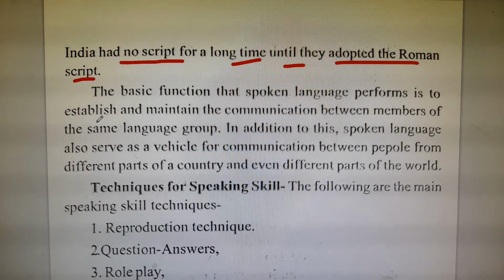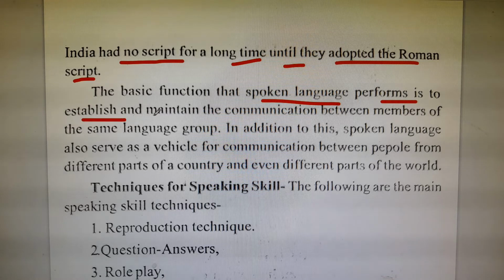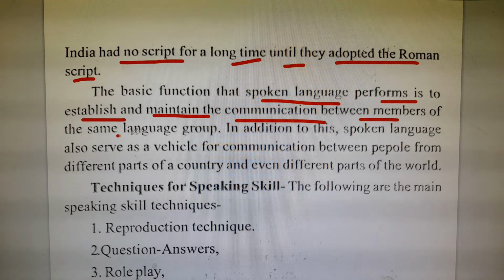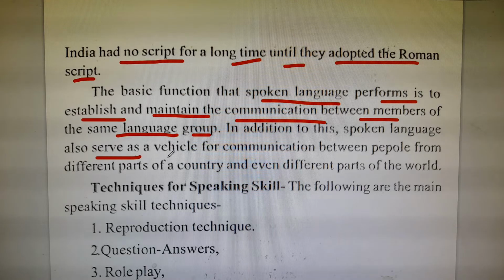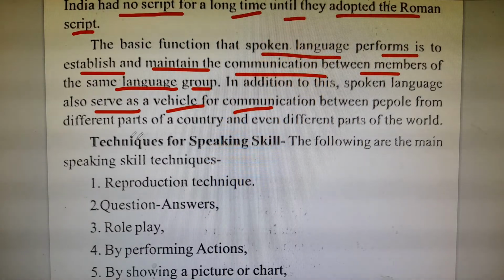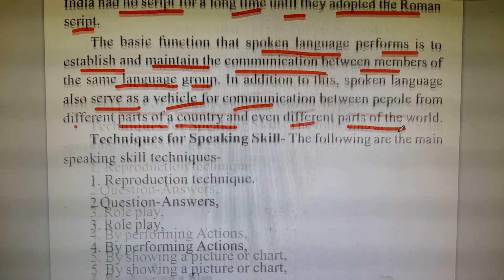The basic function the spoken language performs is to establish and maintain communication between members of the same language group. In addition to this, spoken language also serves as a vehicle for communication between people from different parts of a country and even different parts of the world.